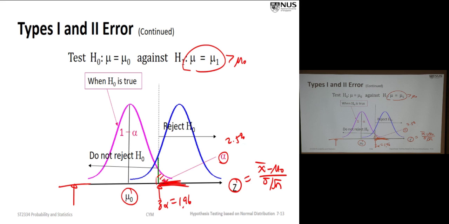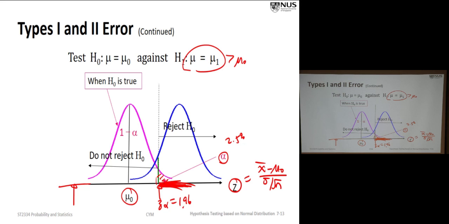So what is the chance of committing a type 1 error? I will make a decision to reject the null hypothesis only in this part, and the chance that the sample will give a value belonging to this part is only alpha. So the type 1 error probability is alpha.